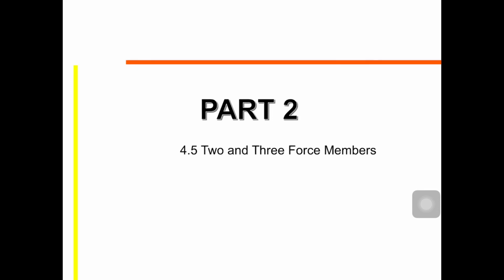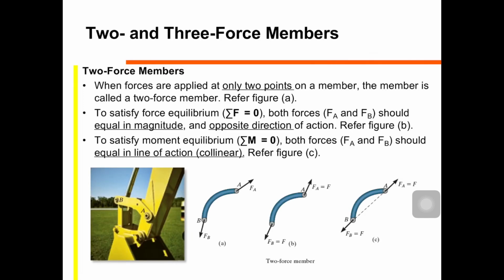Good morning, everyone. Today we will continue our lecture on chapter 4, part 2, which is two and three force members. So what is a two force member? When forces are applied at only two points on a member, the member is called a two force member, like in figure A. When a member has forces applied at only two points, this point and this point, we call it a two force member.